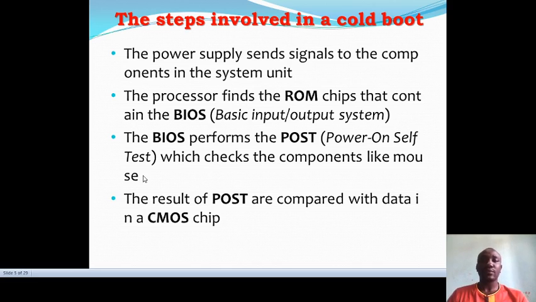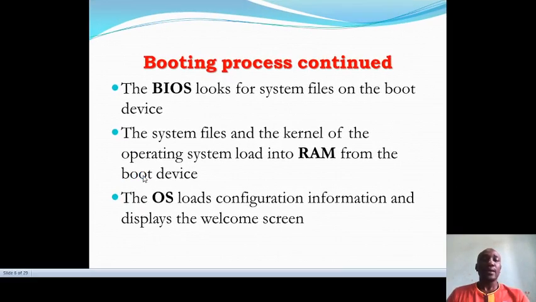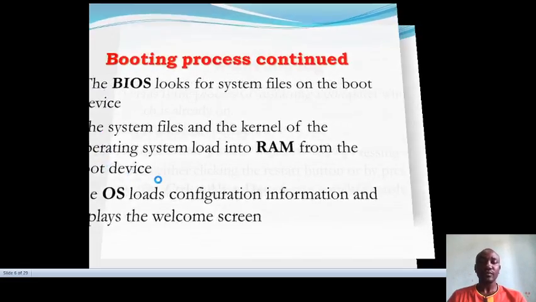So let's look at the process involved in a cold boot. The power supply sends signal to the components in the system unit, and then the processor finds the ROM chips that contain the BIOS, and then the BIOS performs the power-on self-test, which checks the components like the mouse, keyboard, monitor, etc. And then the results of the POST are compared with the data in a CMOS chip. And then the BIOS looks for the system files on the boot device. The system files and the kernel of the operating system load onto RAM from the boot device. And then the operating system loads configuration information and displays the welcome screen.